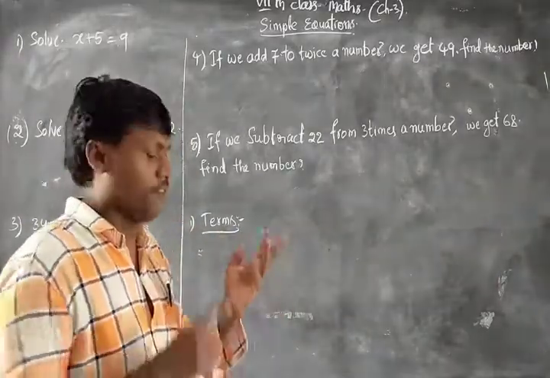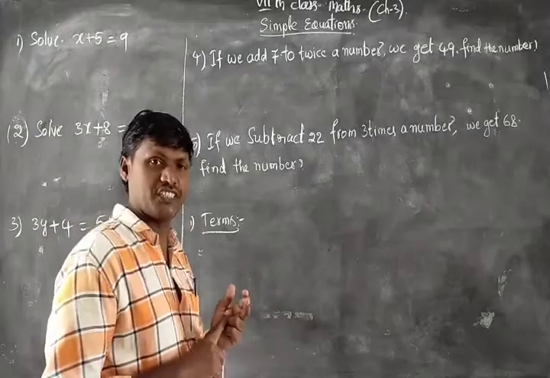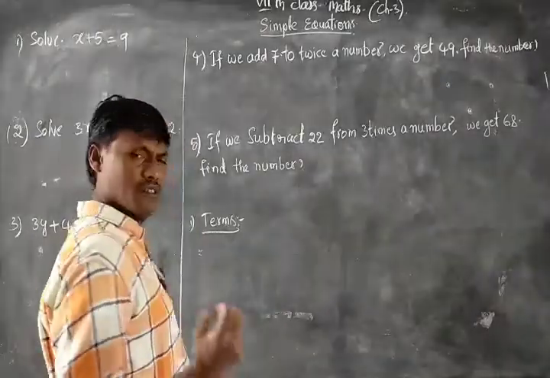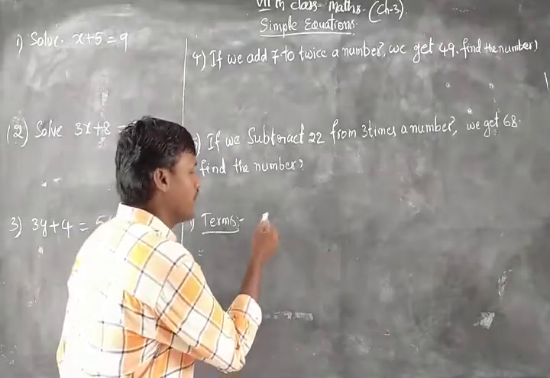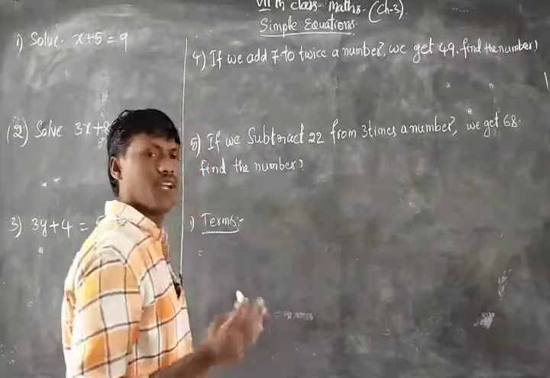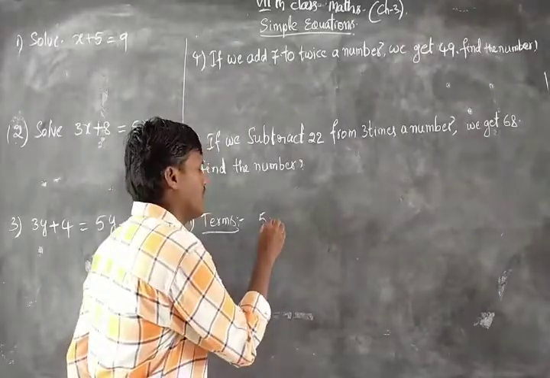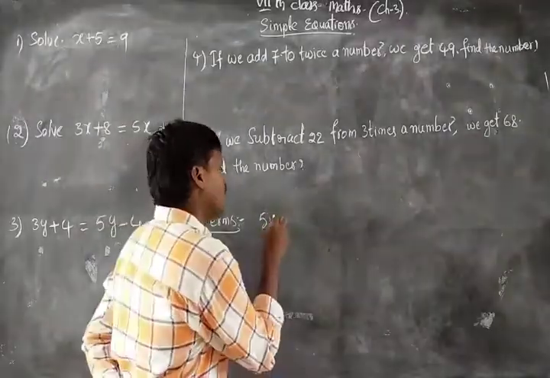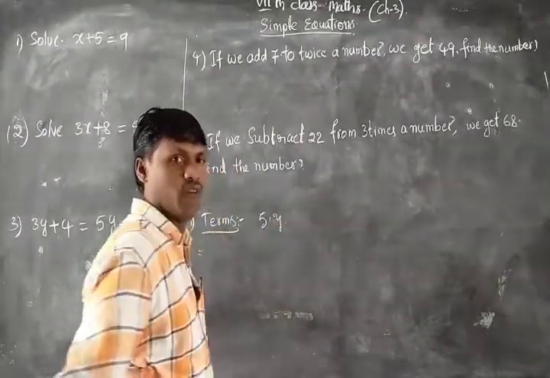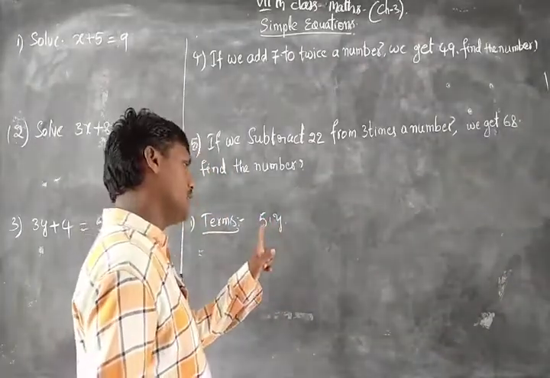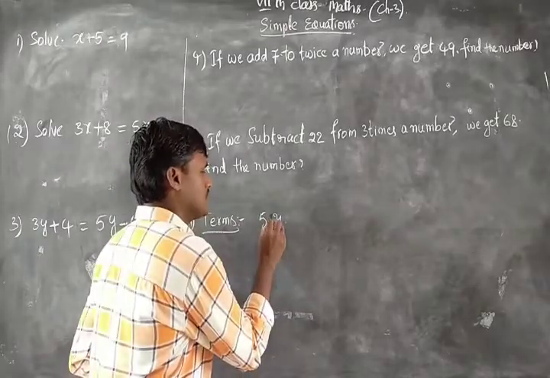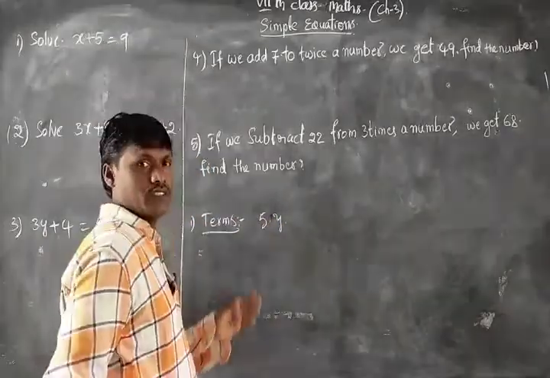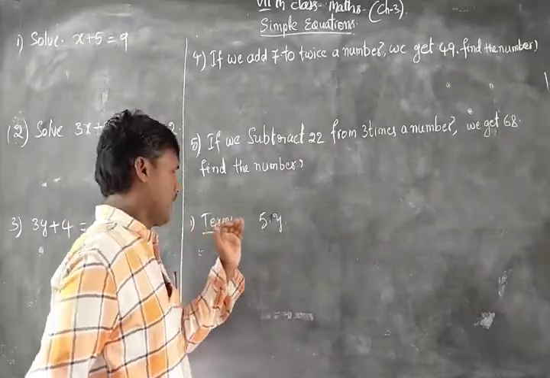A term is a variable or constant or product of variable and constant. For example, I'm going to take one digit, 5. Is it a constant? Yes, it is a constant. And I'm going to take another value, y. 5 into y. We should not write "into"; the dot means into y. 5 into y. What is the term?